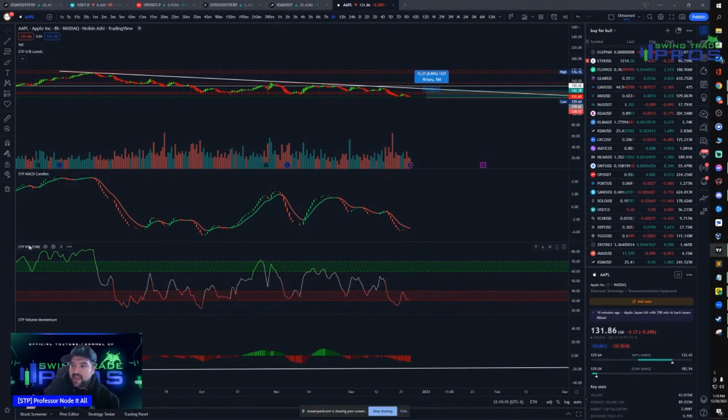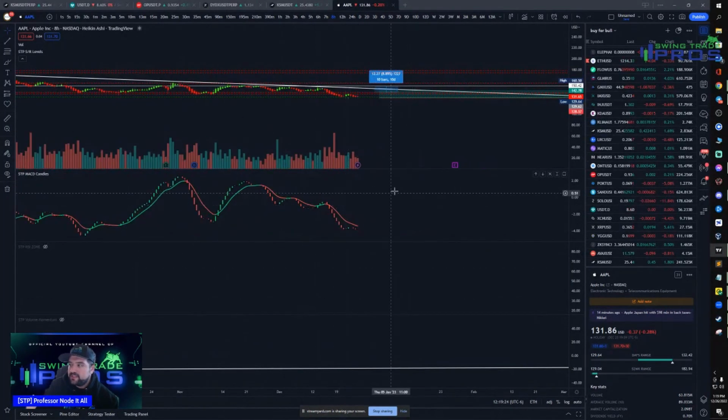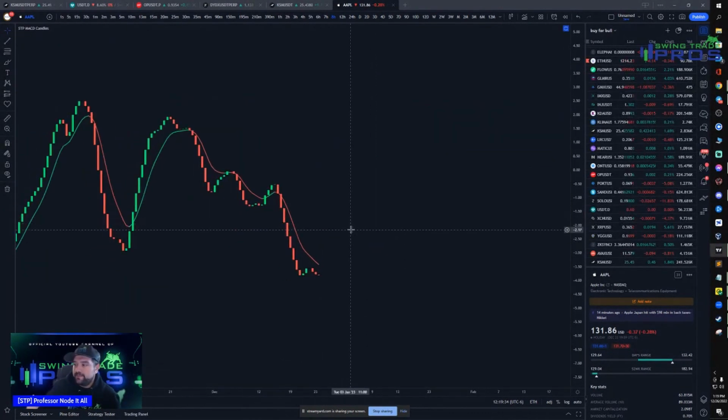All right, so that's the STP RSI zone and the volume momentum. The next one we're going to use here is the STP MACD candles. Now this is basically like a MACD, but in candle form. So it's actually very helpful to understand where the trend could be going.